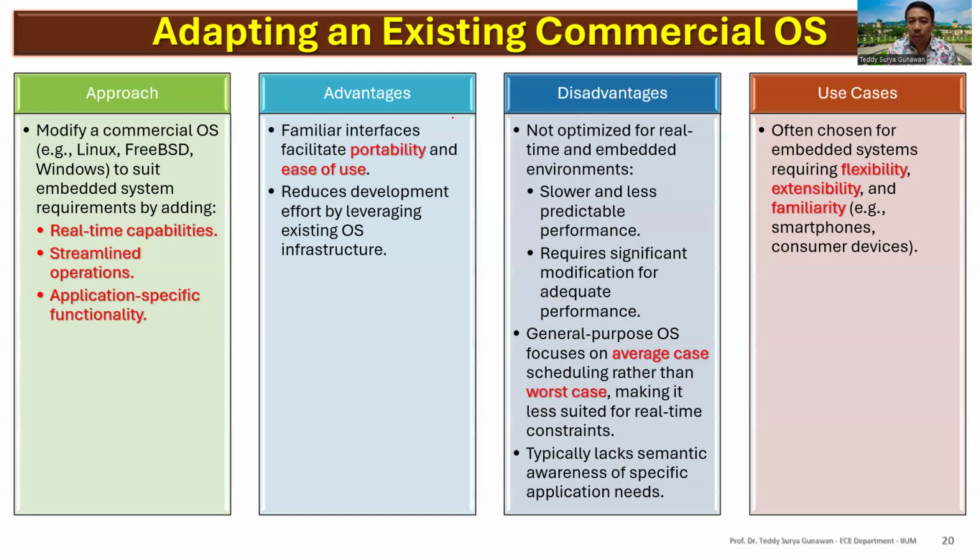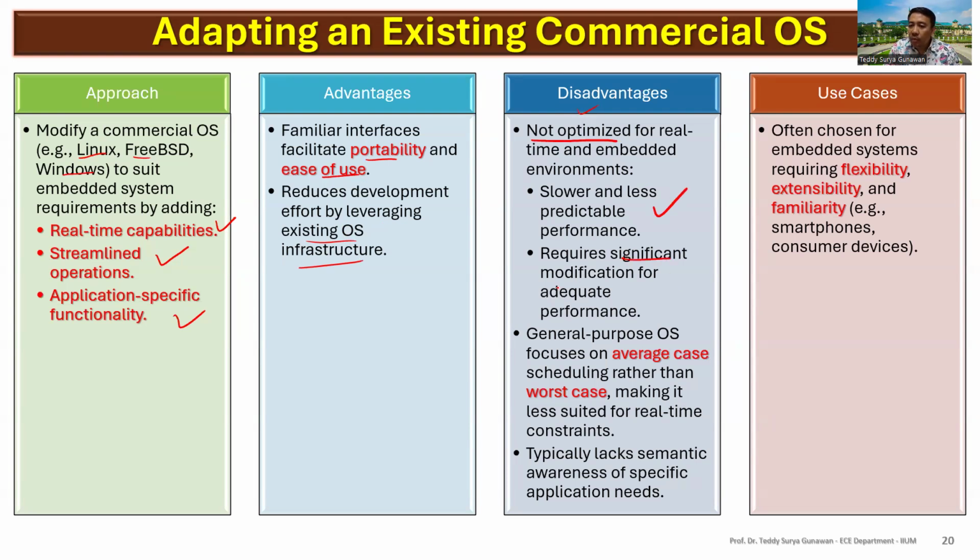Okay, if you adapt an existing commercial OS, you need to modify a commercial OS, something like Linux, FreeBSD, or Windows. You need to add real-time capability, streamlined operation, and application-specific functionality. The advantage is a familiar interface, which facilitates portability and ease of use, and reduced development effort by leveraging existing OS infrastructure. But normally, yeah, it's not optimized. So this is one of the disadvantages. It's not optimized for real-time embedded environments. It has slower and less predictable performance.